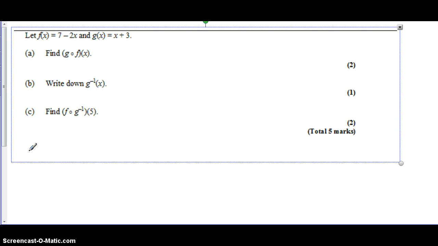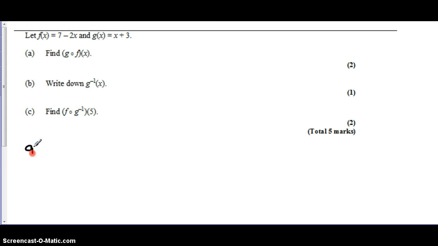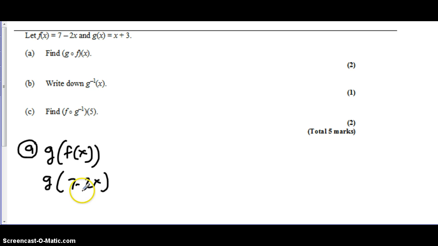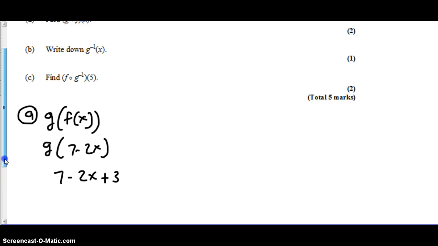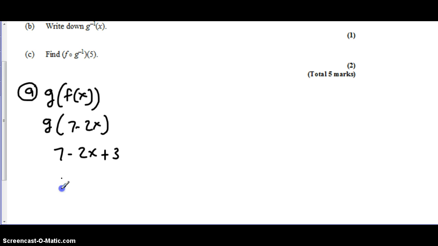So let's just try part A, and they want g of f of x. So our f of x function is going inside our g function. Our f of x is 7 minus 2x. That's going to take the place of the x in the g. So 7 minus 2x plus 3, which would equal 10 minus 2x. So that is the answer for part A.